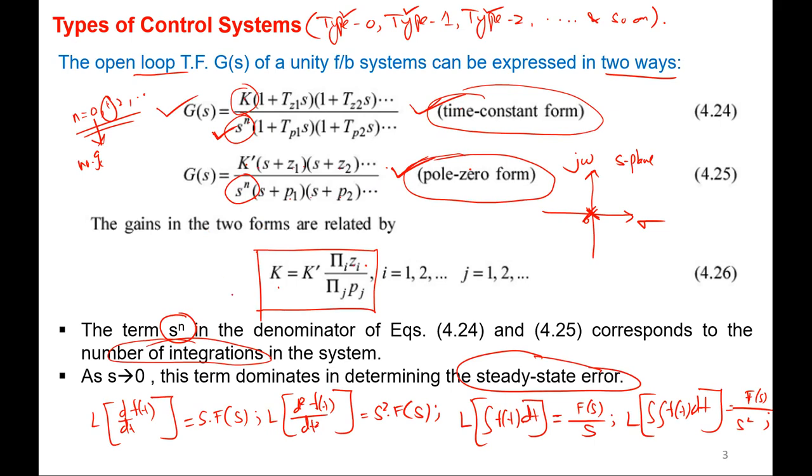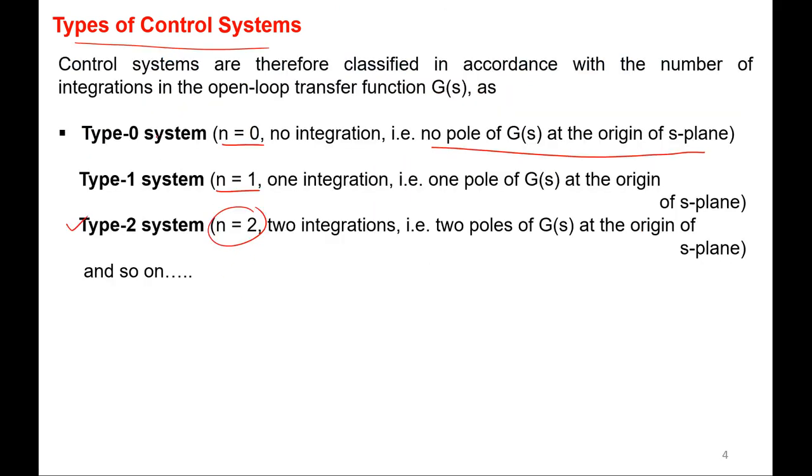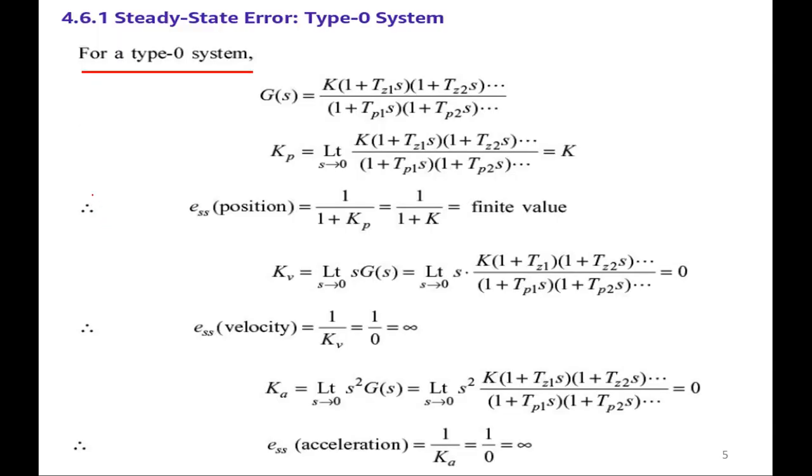This continues. Already I have told in the previous slide itself, right? Okay, I hope it is clear. Type 0 system, type 1, type 2. If it is type 0, it means no integration and no poles are lying at the origin. If it is type 1, one integration is involved in the system and one of the poles is located at the origin of the S plane. Type 2, two integrations are involved and two poles are lying at the origin of the S plane. Just I have summarized it. Then next we will see the steady state error.